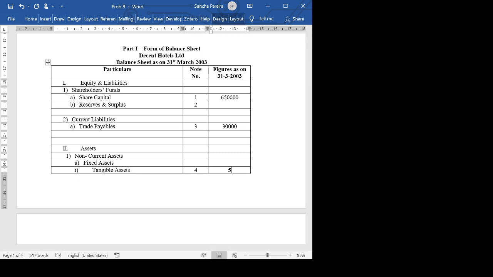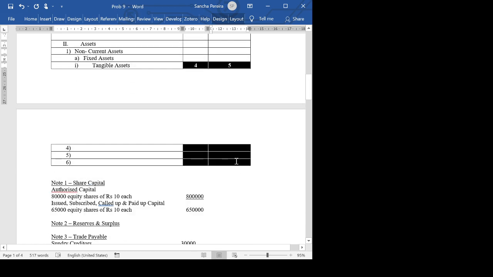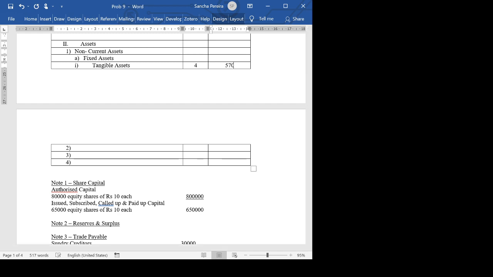5 lakh 5,70,800. Fixed assets has the intangible assets, but we don't have anything. So fixed assets is the first thing under non-current assets. Then you've got long-term non-current investments and all that. We don't have anything. So we directly go now to 2.